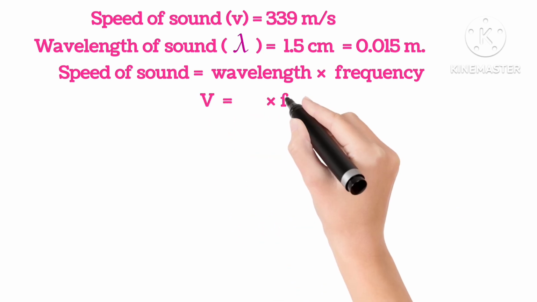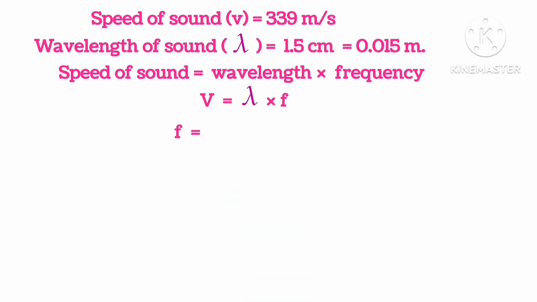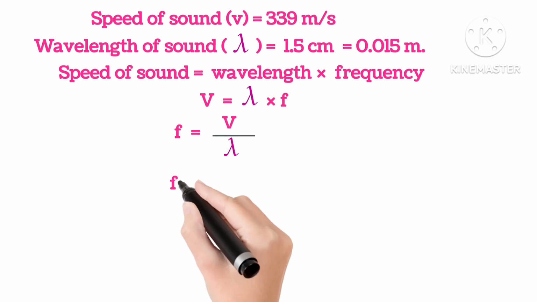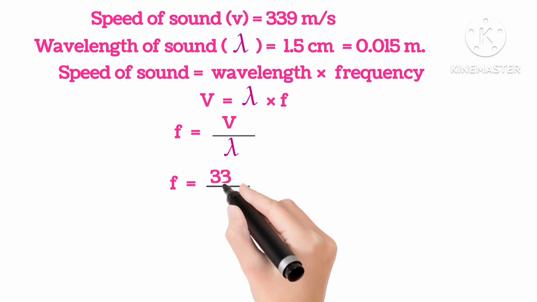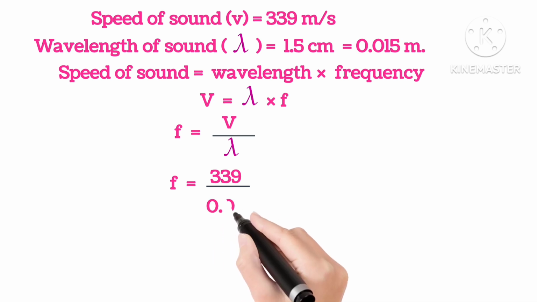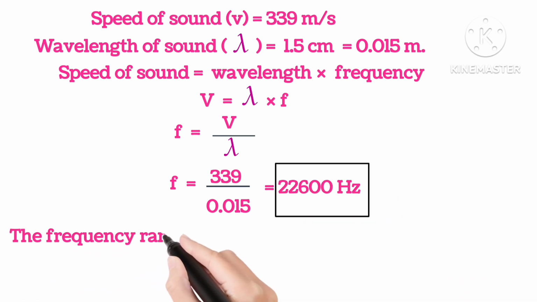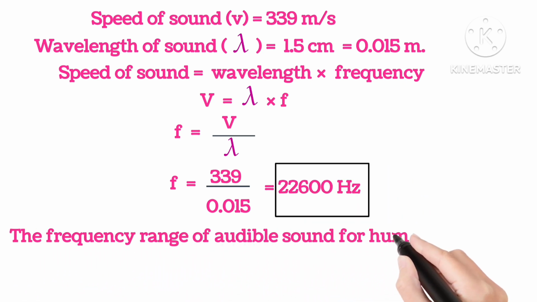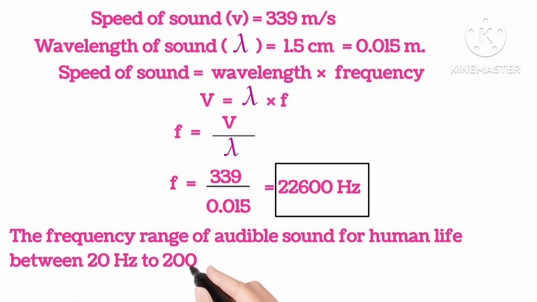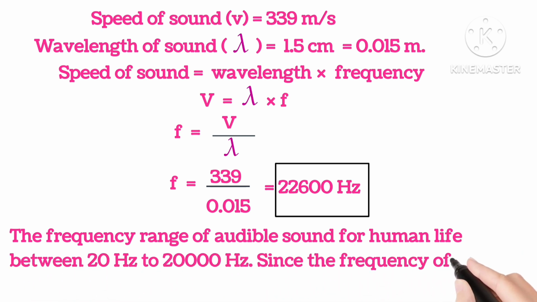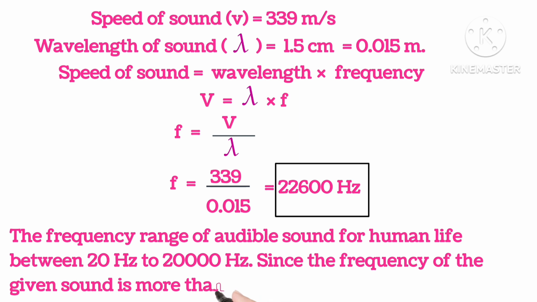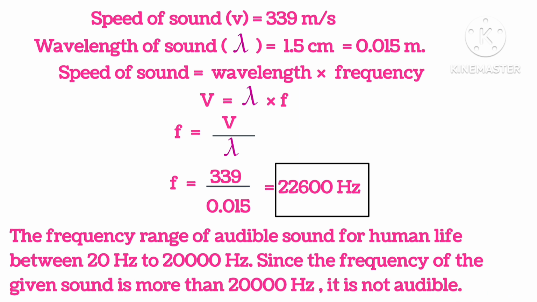We know that. So putting the values over here, we get frequency is equal to speed upon wavelength. Now putting the values over here, we get frequency 22,600 Hertz. So the frequency range of audible sound for human beings is between 20 Hertz to 20,000 Hertz. Since the frequency of the given sound is more than 20,000 Hertz, it is not audible.